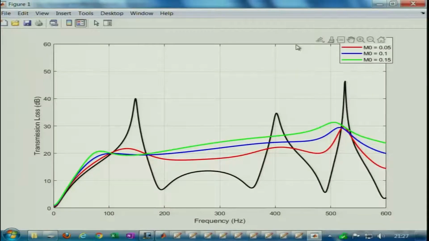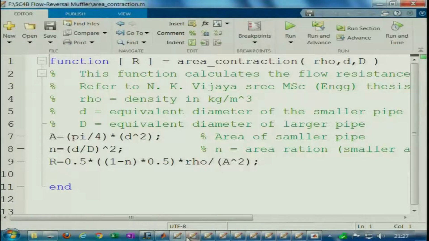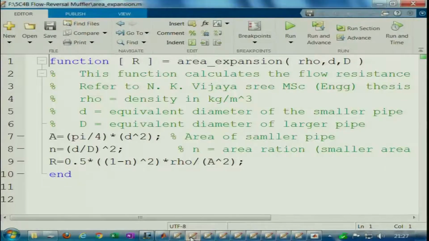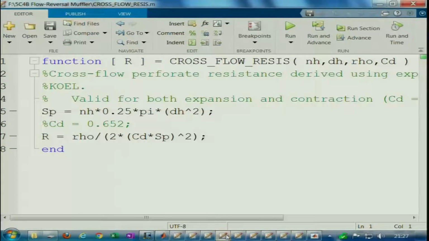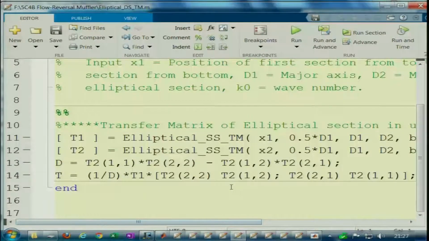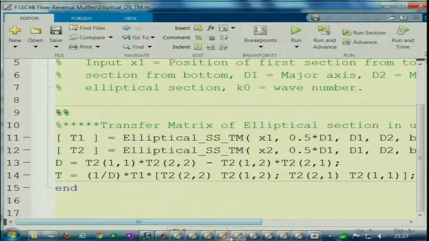So, these are the final results after varying a number of parameters in the code. What I did was vary the grazing flow Mach number in the inlet pipe, starting from a stationary medium, so M naught is equal to 0. There are a large number of such functions, each doing certain things, like contraction, calculating the losses due to contraction, outlet or expansion, and Elnady's baffle expression, the transfer matrix for that, and a number of such things the functions do, and this is based on my Frobenius series solution for the elliptical section and so on and so forth.